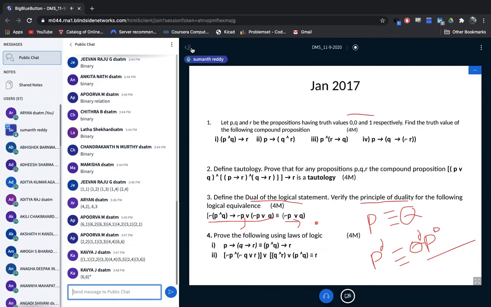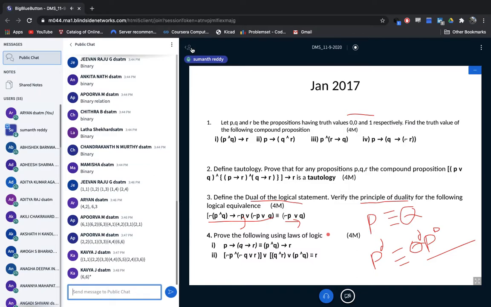I'll repeat, students, most of the students will make a mistake here. In the exam, you should not directly prove that this LHS is logically equivalent to RHS. Rather, first you have to find the dual of this, next you have to find the dual of this RHS. That part you have to find, and that part you need to check whether it is logically equivalent or not.